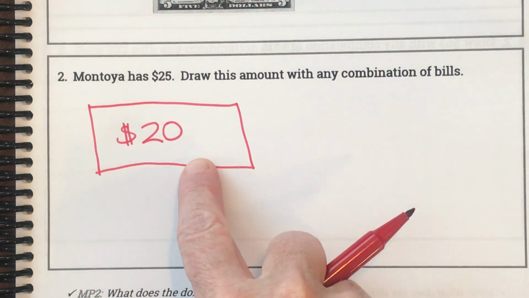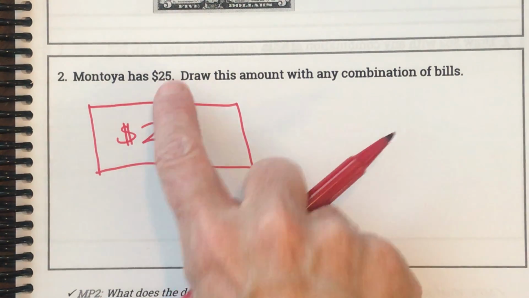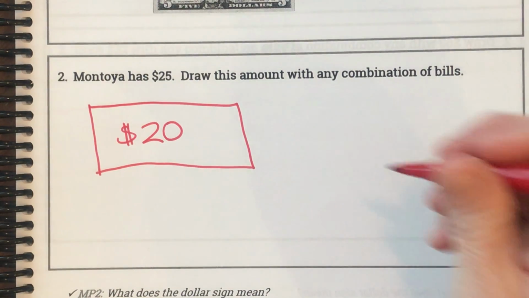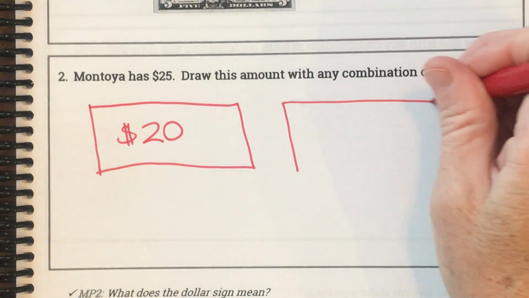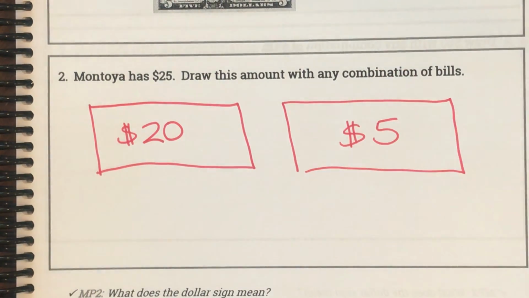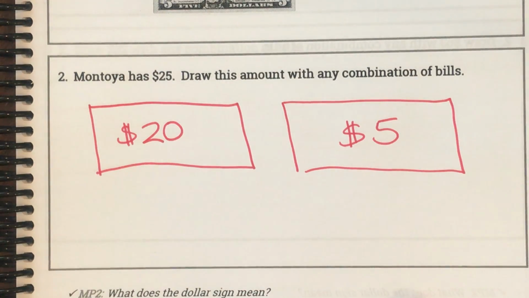Could she have a 10? No, because 20 plus 10 would be 30 and she only has $25. So she can't have any 10s. Could she have a 5? She could, because 20 plus 5 is $25. Now this isn't the only right answer, but this is a right answer.